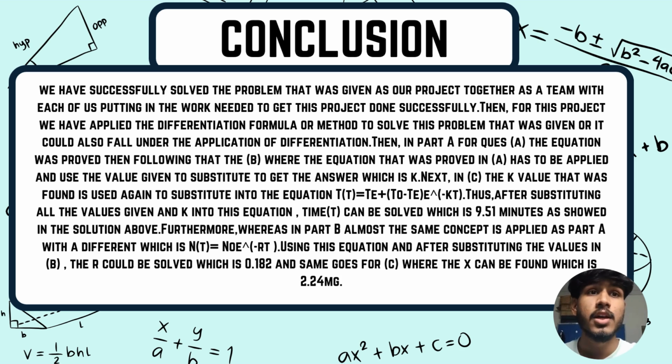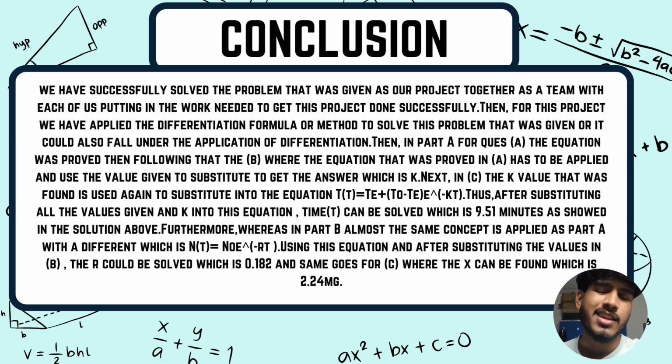So technically, in conclusion, we have successfully solved the problem that was given as our project together as a team, with each of us putting in the work needed to get this project done successfully. For this project, we have applied the differentiation method to solve the problem, and we can also say that we have applied the application of differentiation. In part A, for question A, the equation was proved. Then in part B, the equation that was proved in A has to be applied, and we also have to substitute the value given to get the answer, which is K.